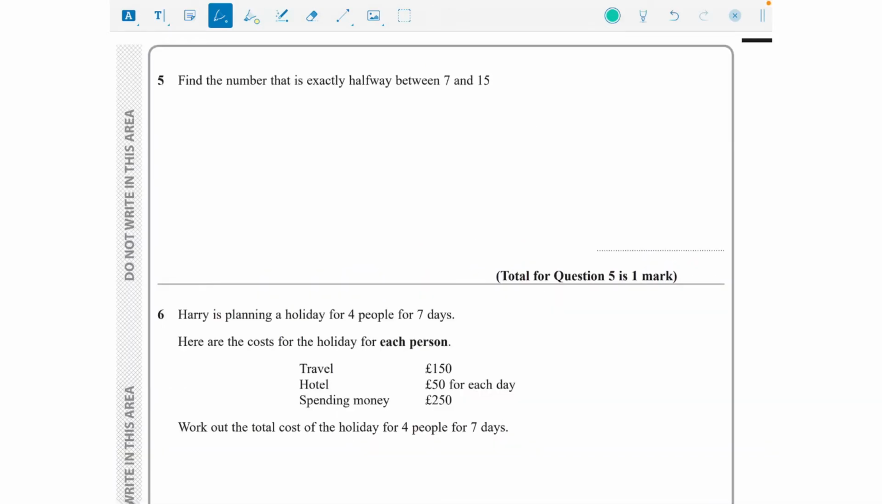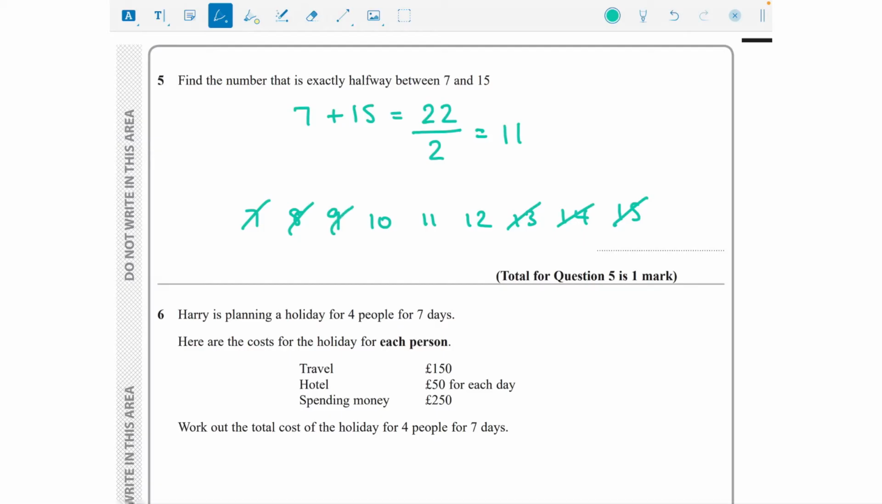Find the number that is exactly halfway between 7 and 15. So we could write out the numbers 7, 8, 9, 10, 11, 12, 13, 14, 15 and just go halfway. But there's an easier way. If you ever want to go in between 2 numbers, you can find the average. And to do that, we would add them together and divide by 2. So 7 add 15 is 22. And if we divide that by 2, we get 11. So that's much, much quicker, but nothing wrong with writing them out and just crossing off each end and getting to the middle number.